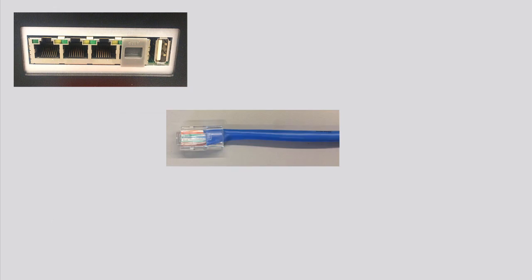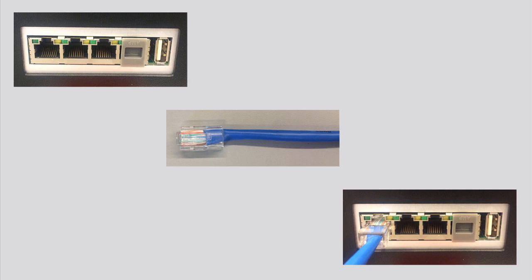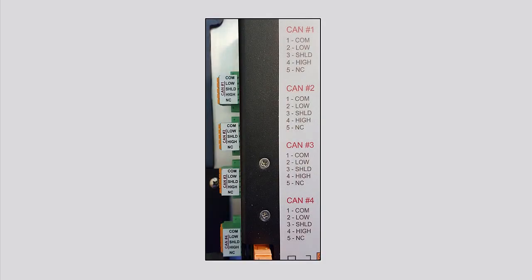Connecting to the Ethernet ports is as simple as plugging an RJ45 Ethernet cable into an available Ethernet port on the back right side of the unit. The second available communication type is CAN. 4 isolated CAN ports are available for general communications, as well as simplex or redundant distributed control.